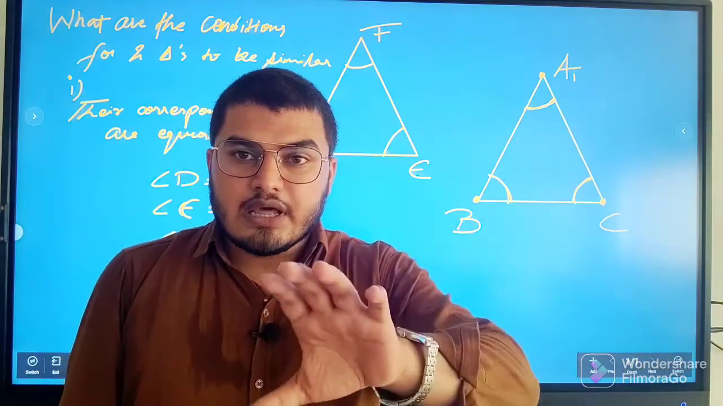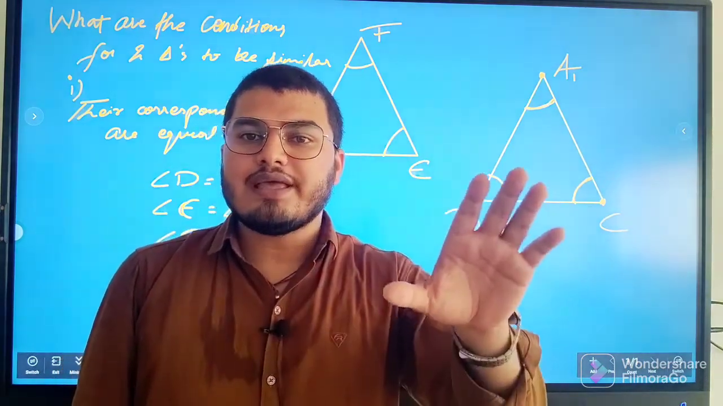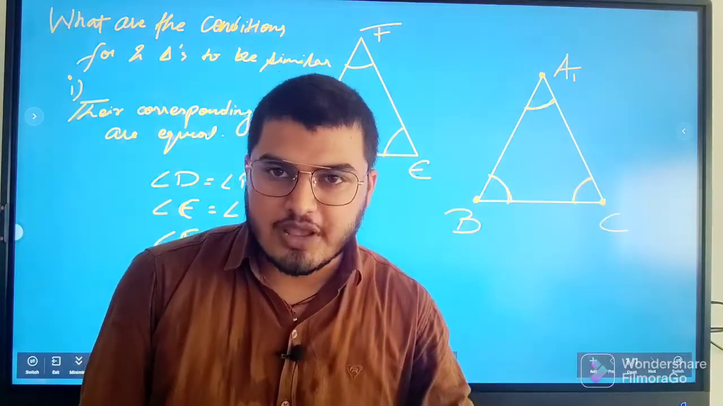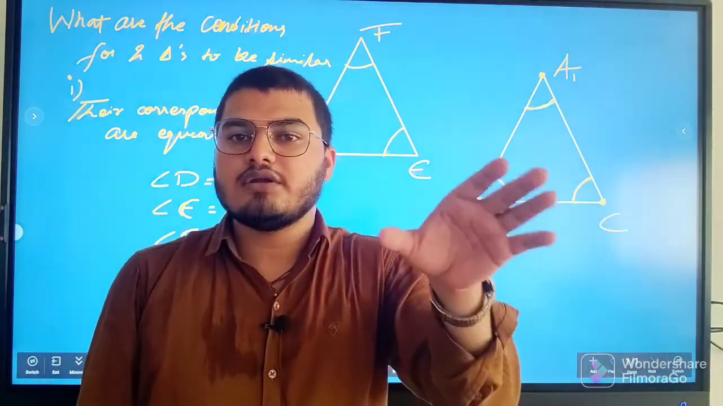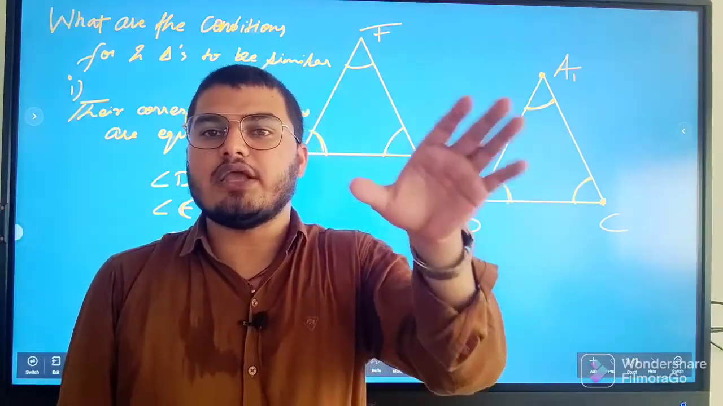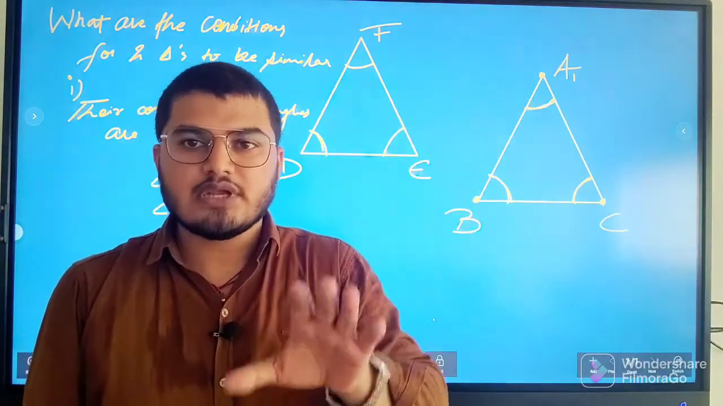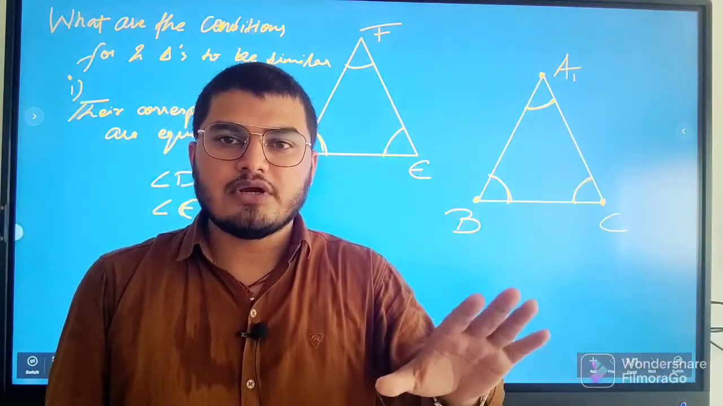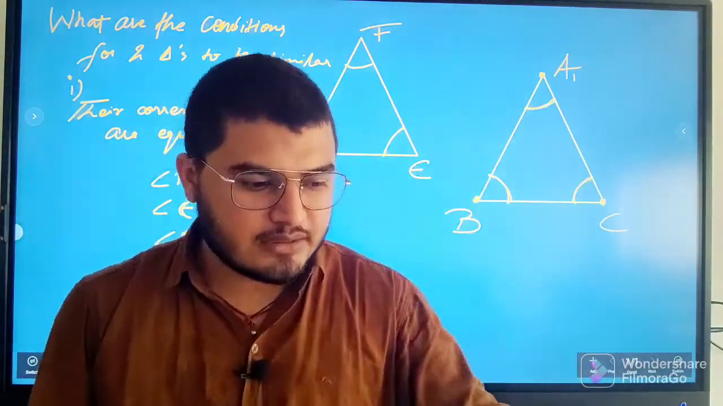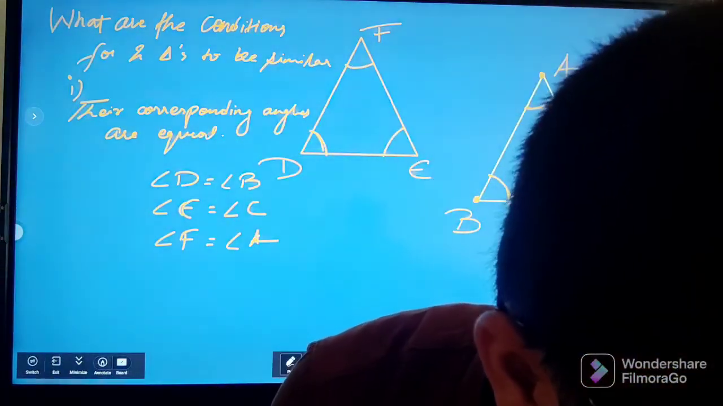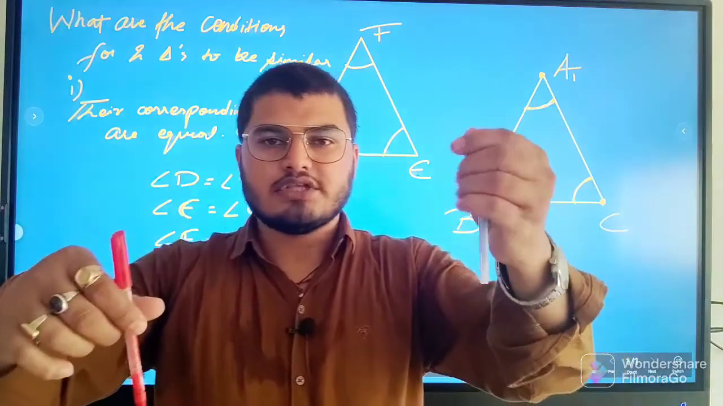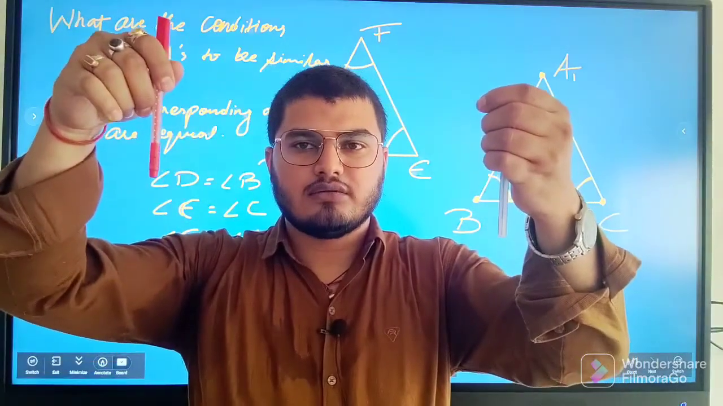Similar means they are looking similar in shape, but it is not necessary that they are equal in size. Here is the difference between congruency and similarity. Two things can be similar, like this. You can say this pen is similar to this pen.